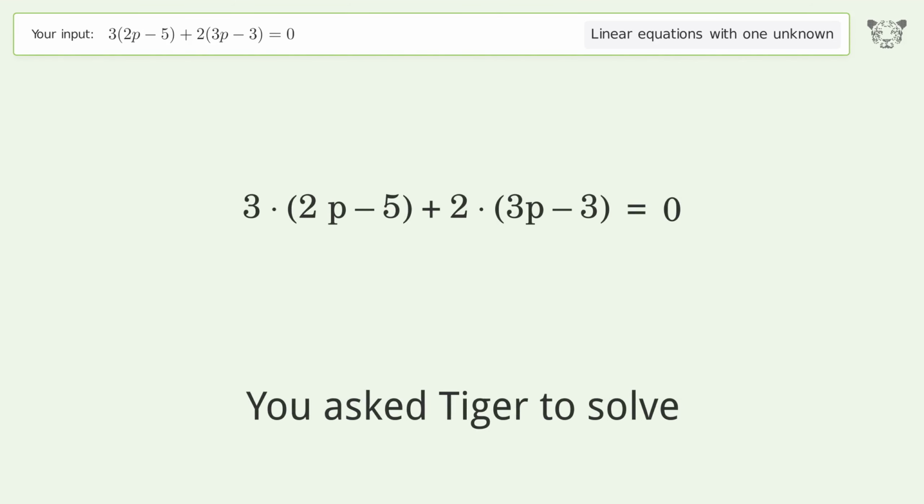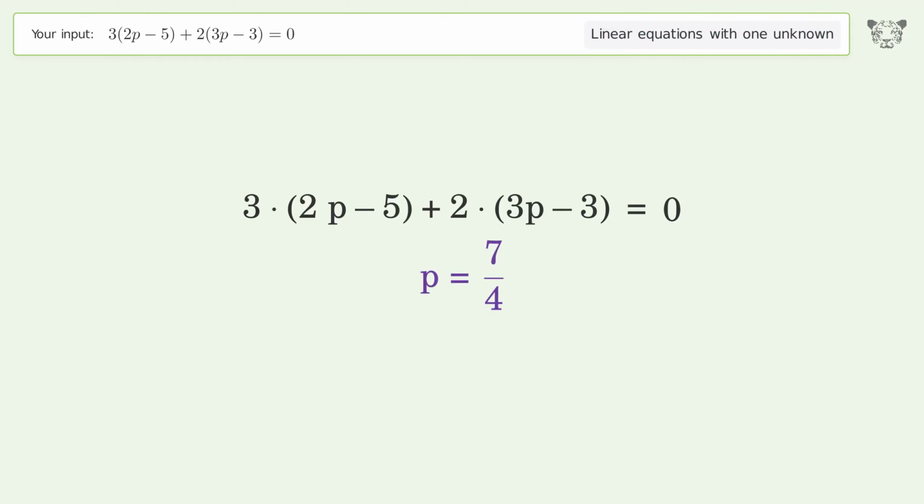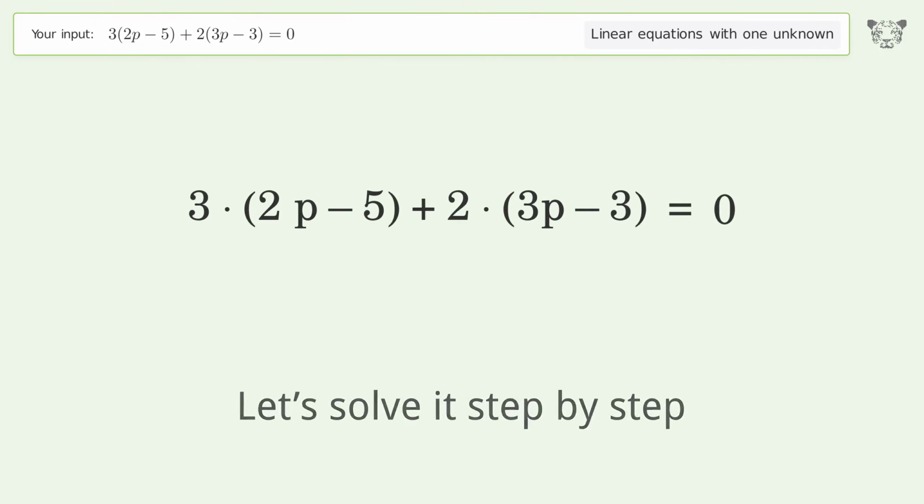You ask Tiger to solve. This deals with linear equations with one unknown. The final result is p equals 7/4. Let's solve it step by step.